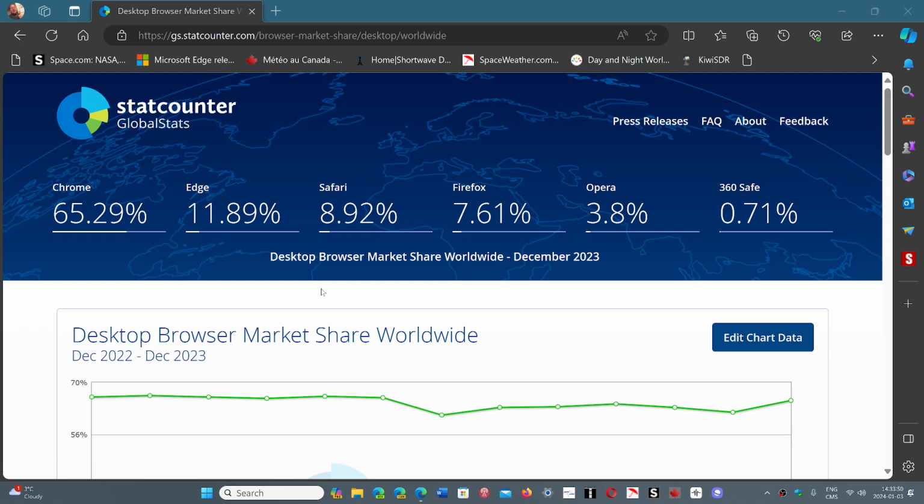What could be the change in market share from now to the end of the year if Chrome starts messing around with extensions and things that people like to use? And what impact could it have on these numbers? Could it make Firefox great again in some way?